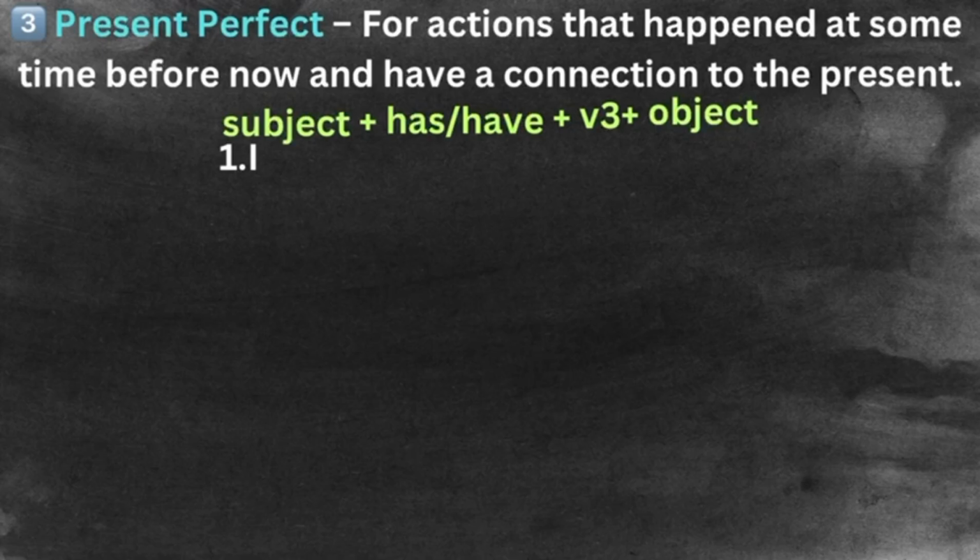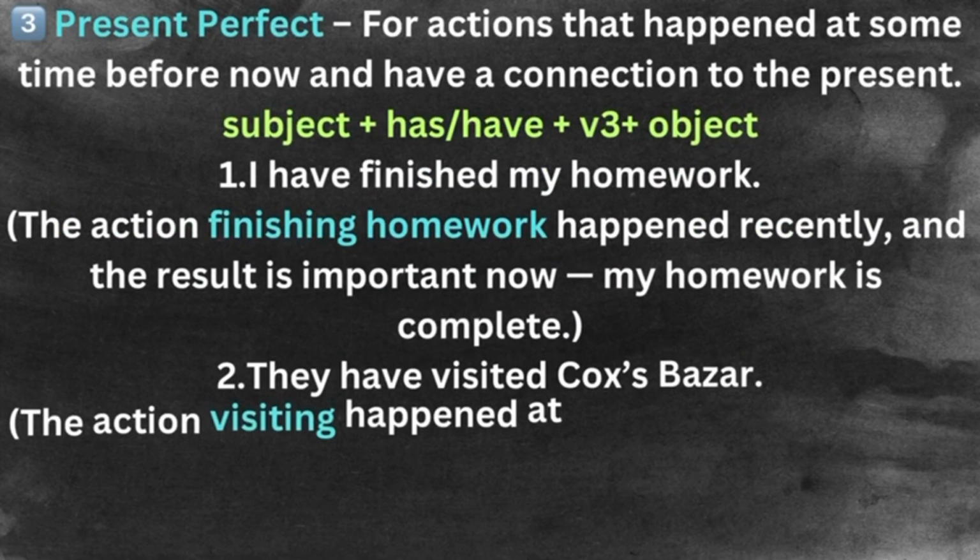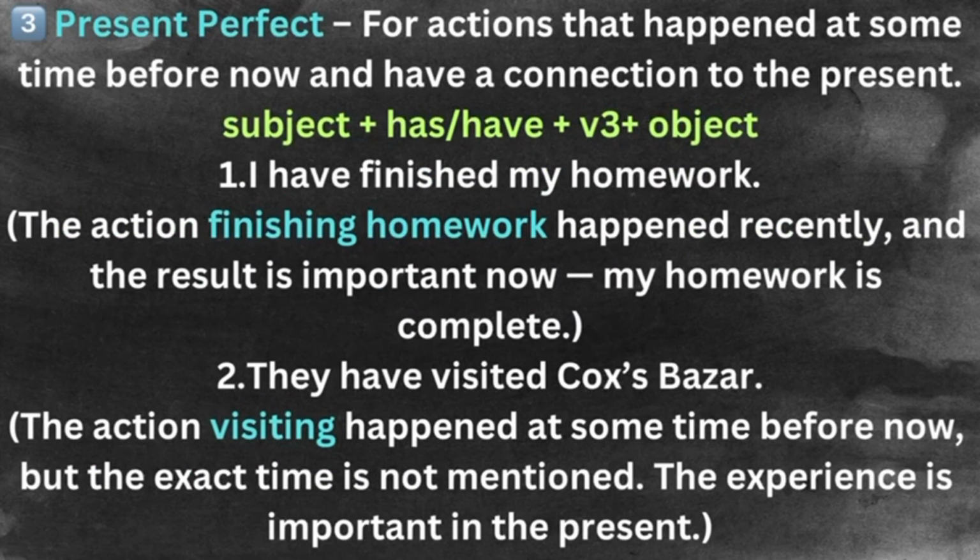So next is present perfect, for actions that happened at some time before now and have a connection to the present. Structure is subject plus has or have plus V3 plus object. For example, I have finished my homework. The action finishing homework happened recently, and the result is important now.